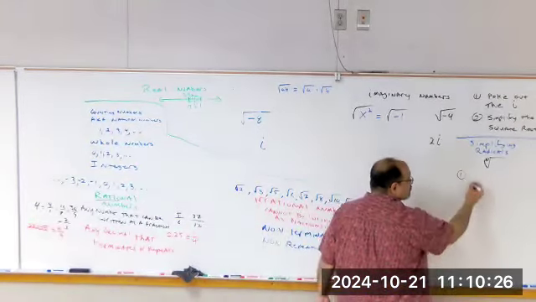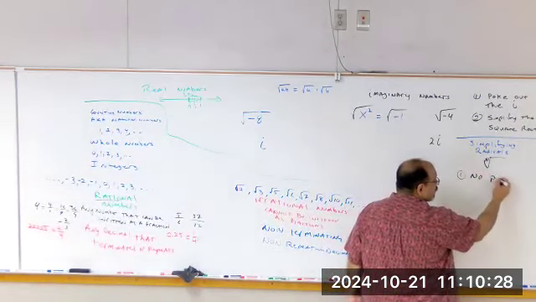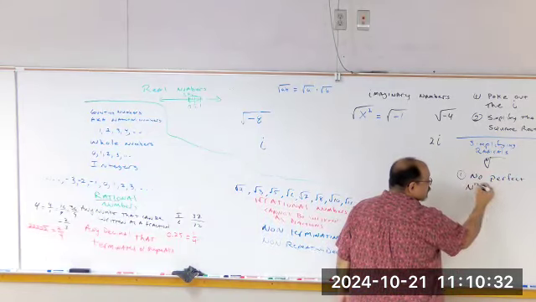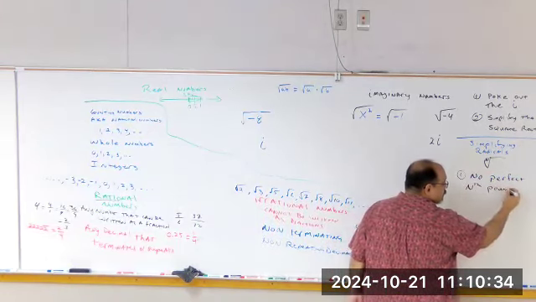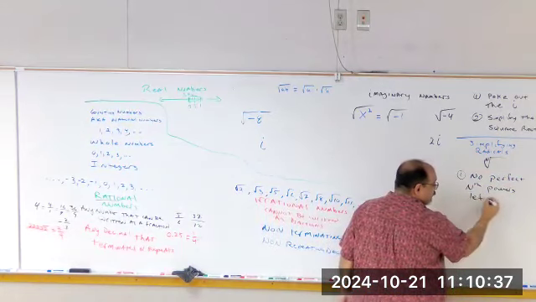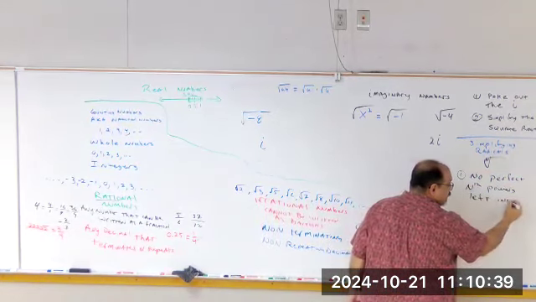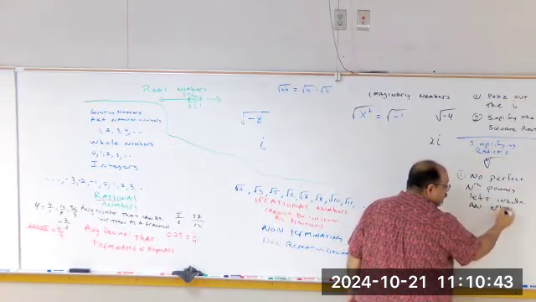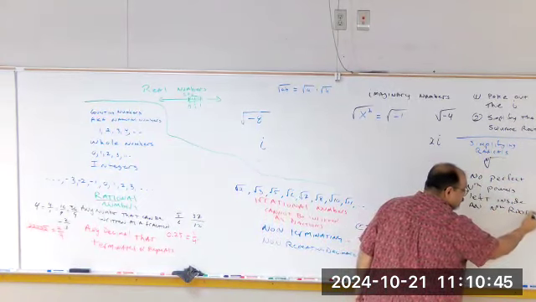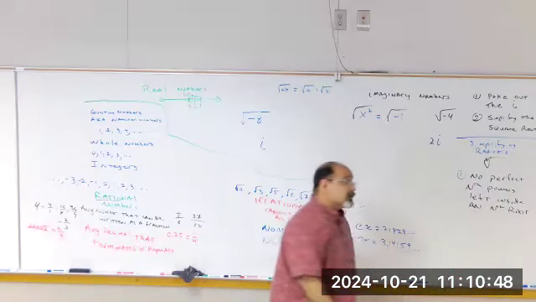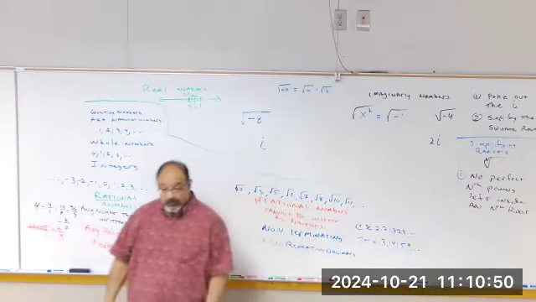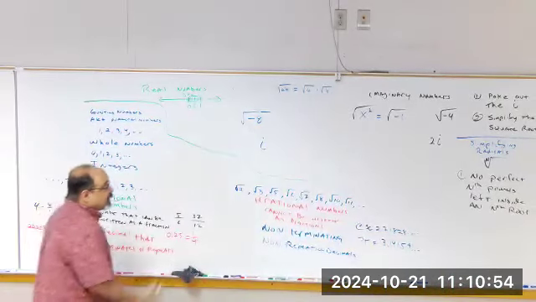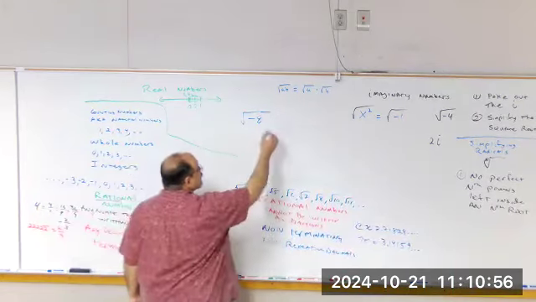Number 1, no perfect nth powers left inside nth roots. So that means no perfect squares left in a square root, no perfect cubes left in a cube root, no perfect fourth powers left in a fourth root, and so on. Right now we're just focusing on square roots.